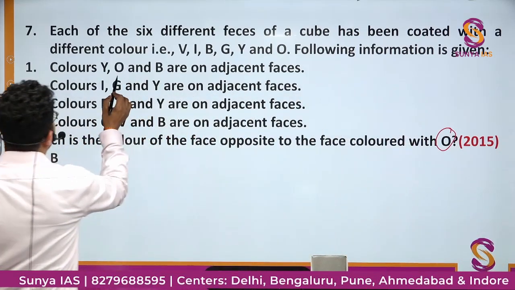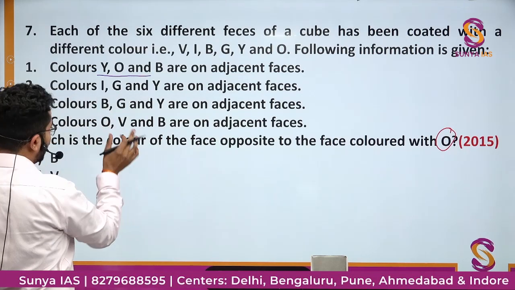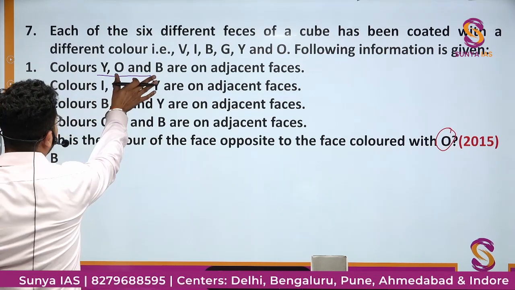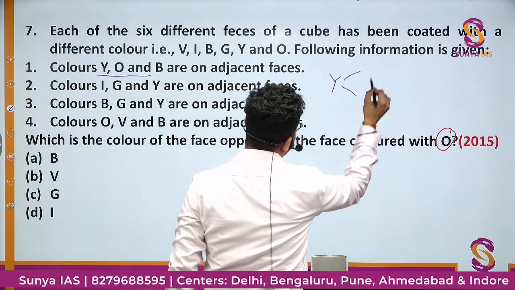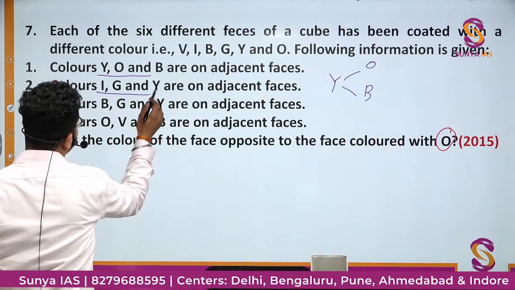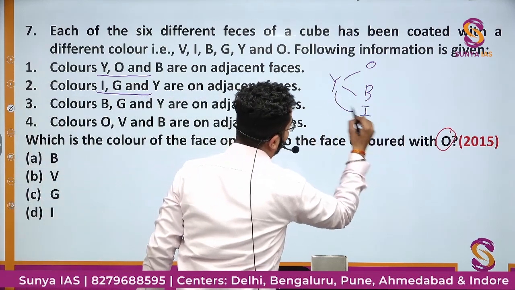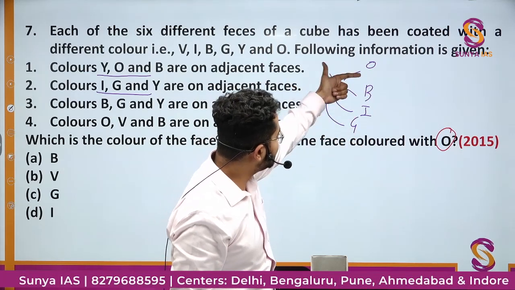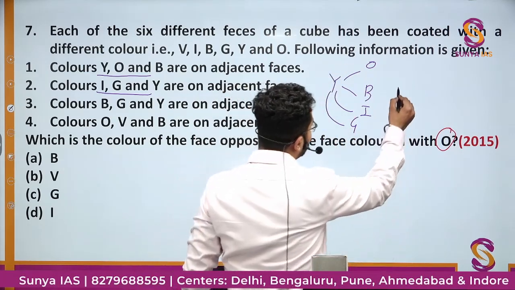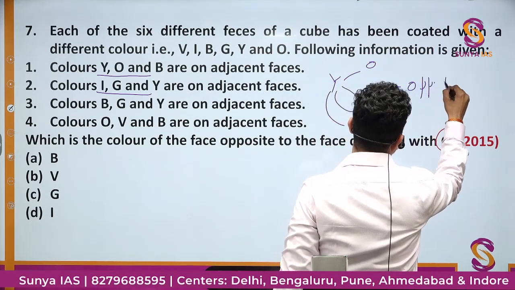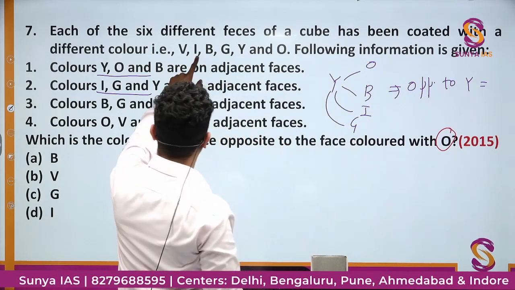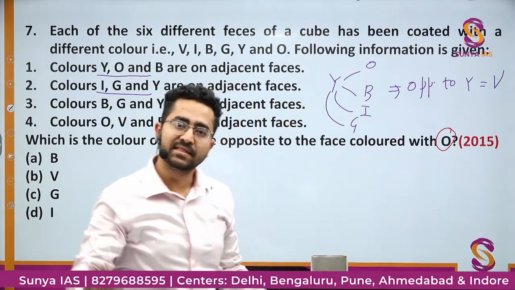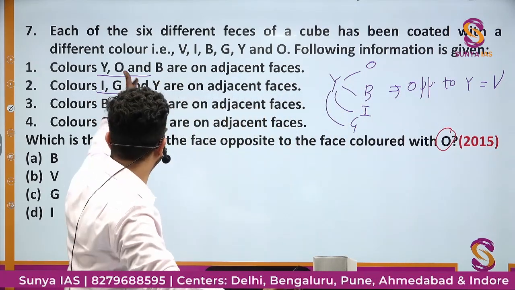So if we see this one, y o and b, and here let's say हम y को कॉमन ले लेते हैं, then if y is common then o and b are adjacent, and here if y is common then I and g are different. All these are different. So what we got from this figure, that y has these four adjacent faces o, b, I, g. Then opposite to y will be v. मतलब y के अपोजिट v हो जाएगा. That is for sure. That we got from these two.